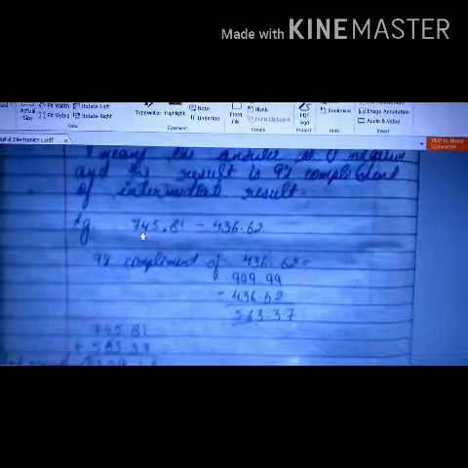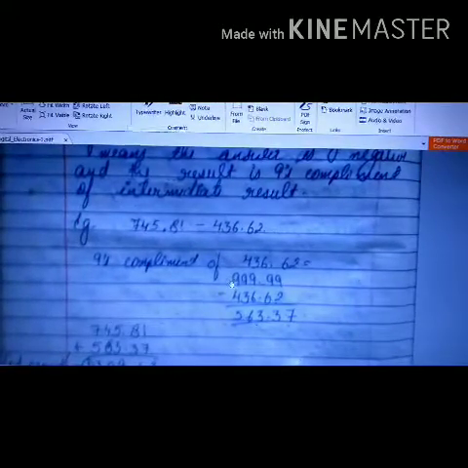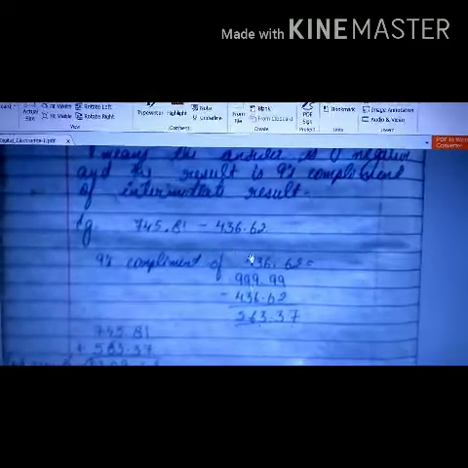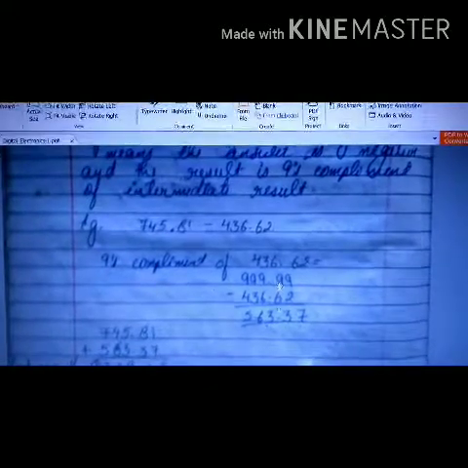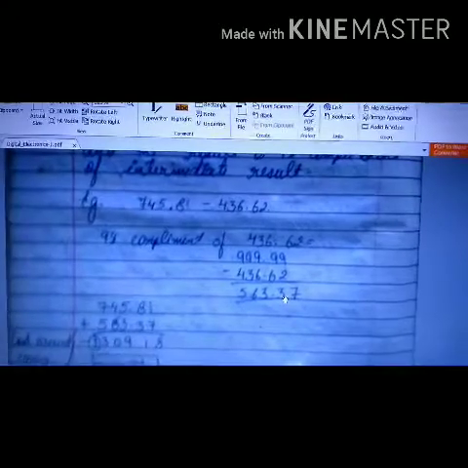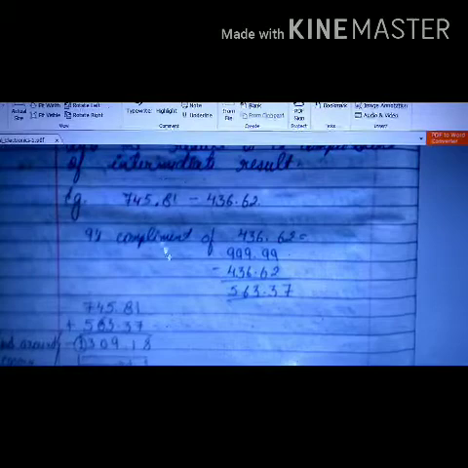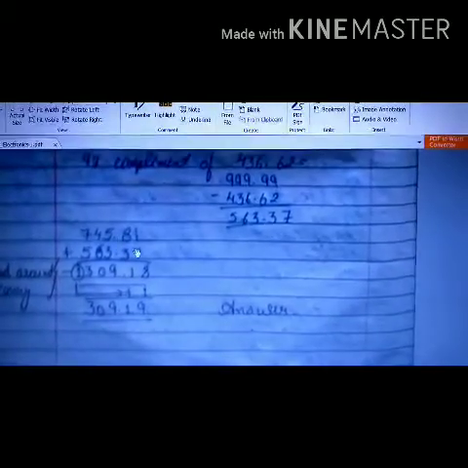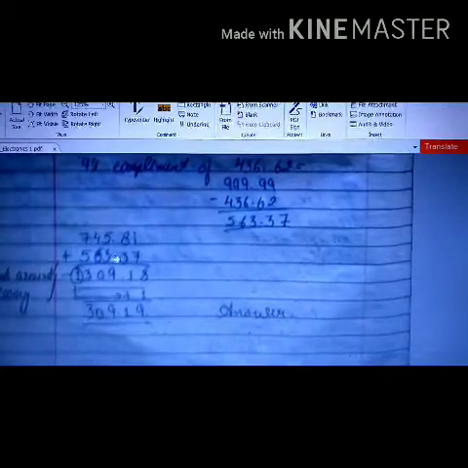So first we will take the nines complement of the subtrahend. So we will subtract each digit from 9. Okay, so 436.62, I will subtract it from 999.99 and I will get the answer 563.37. Then the next step is to add the nines complement to the minuend. This was the minuend, this is the nines complement. We will add both these numbers. So I will add 745.81 plus 563.37.